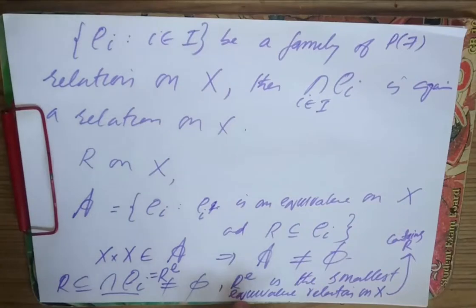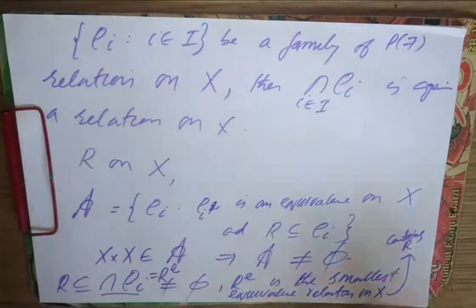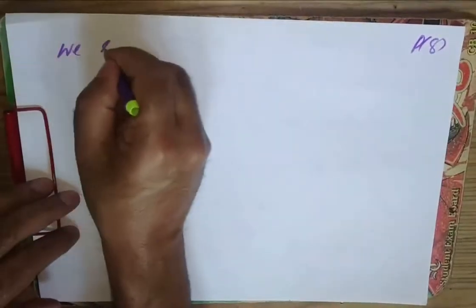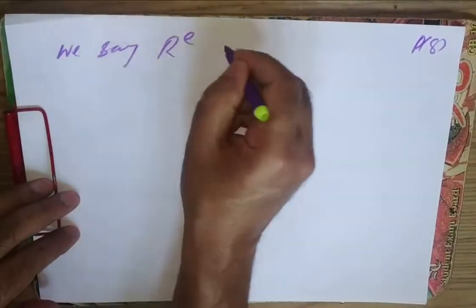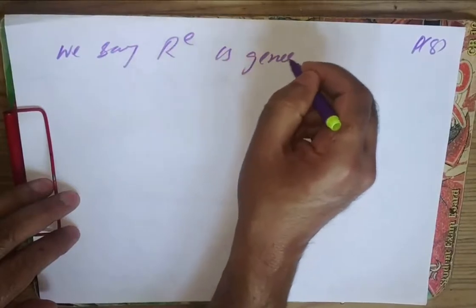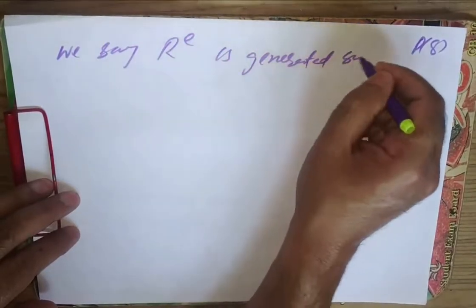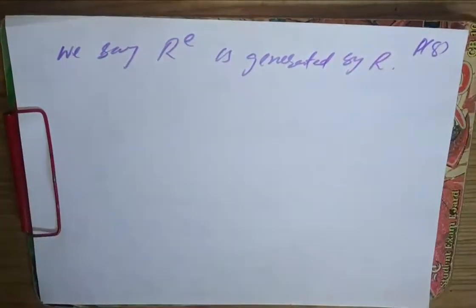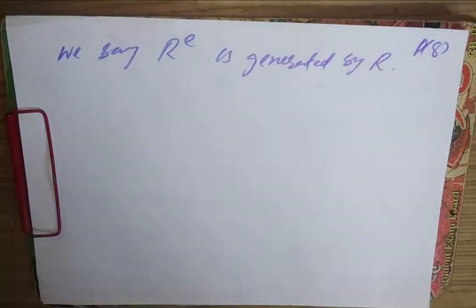And we call this R^e, we say R^e is generated by R. So let me write that here. We say R^e is generated by R. The relation R^e is generated by R.